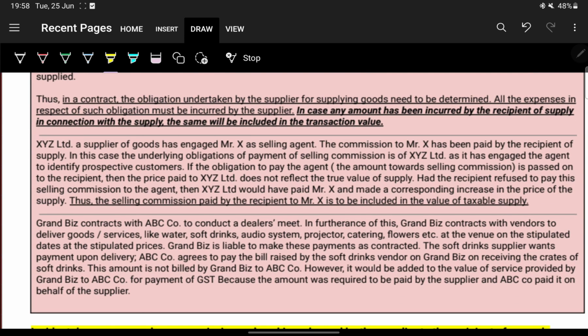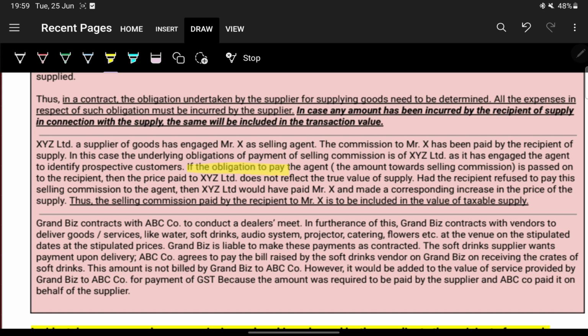Okay, next one. XYZ Limited, a supplier of goods, has engaged Mr. X as a selling agent. Basically, I can already see this question. They're talking about commission, right? We'll just read the question. The commission to Mr. X has been paid by the recipient of supply. In this case, the underlying obligation of payment of selling commission is of XYZ Limited, as it has engaged the agent to identify prospective customers.